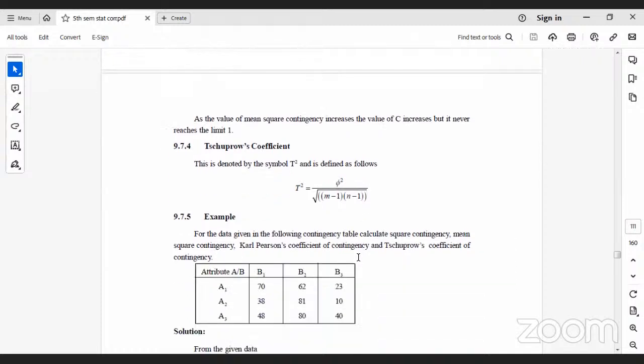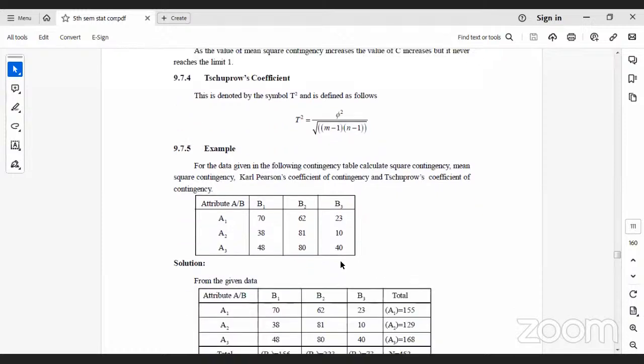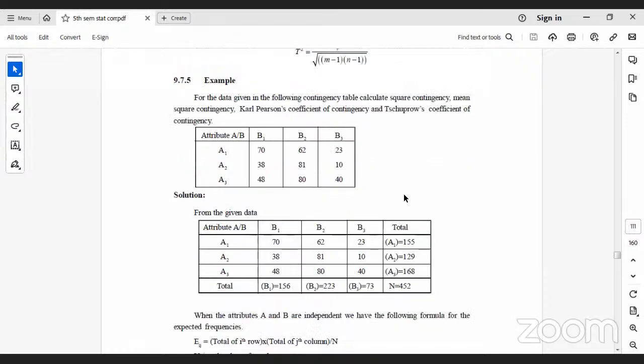Suppose we take one example. For the data given in the following contingency table, calculate the square contingency, mean square contingency, Karl Pearson's coefficient of contingency and Tschuprow's coefficient of contingency. See here, A1, A2, A3 with the values 70, 38, 48, 62, 81, 80, 23, 10, 40. We are taking the row totals here, 156, correct? Total 1, 2, 3, correct? And 73, correct.